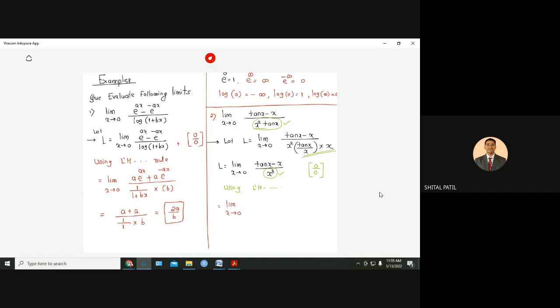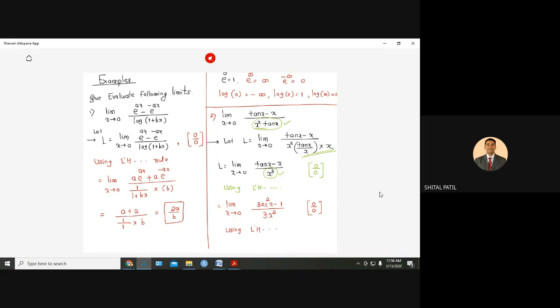Limit x tends to 0, sec square x minus 1 divided by 3x square. So we have to again convert to cos x then? Cos x convert or not? No, not required. Okay, sir. The answer is 1 by 3.